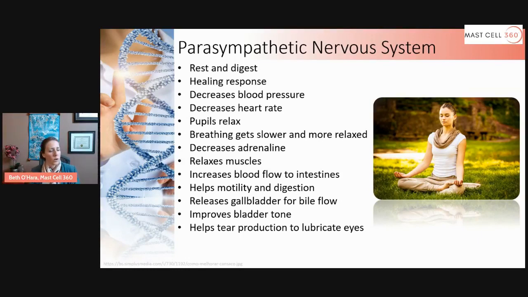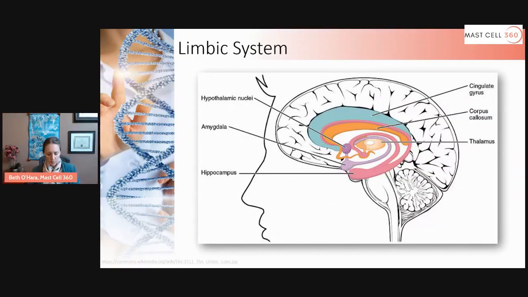All right, so think about where I want to go. I think this will be a really good segue into talking about, as we've talked about before, the limbic system. This is a critical part of the nervous system to know about when you have mast cell activation syndrome.